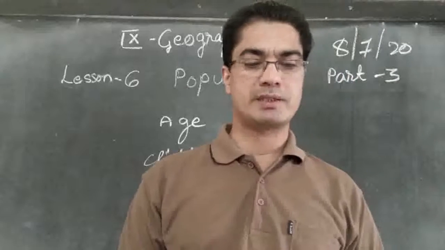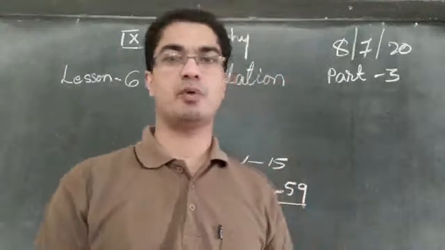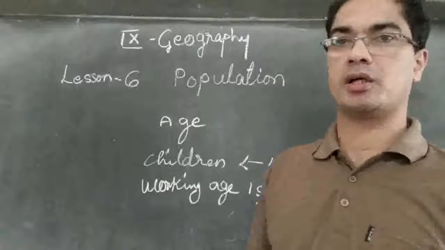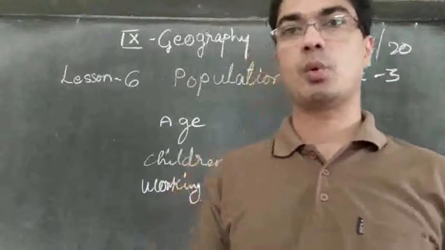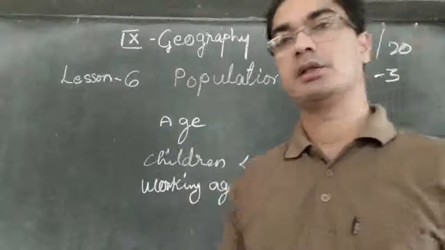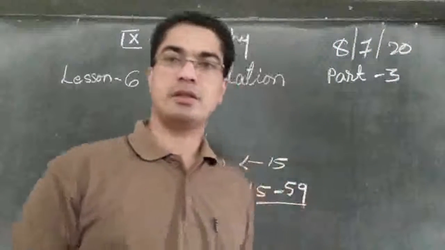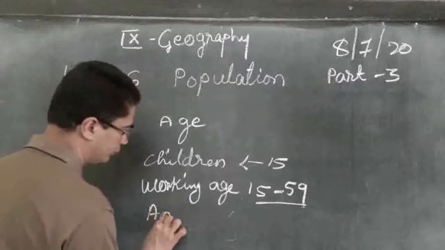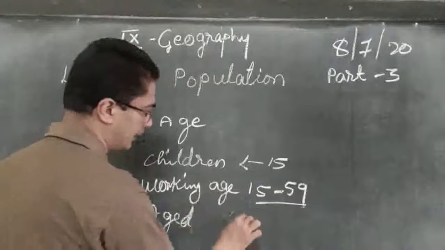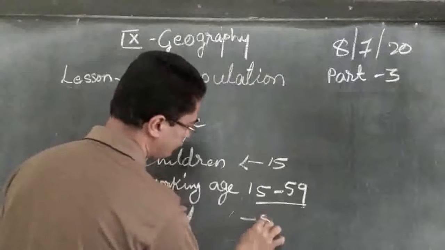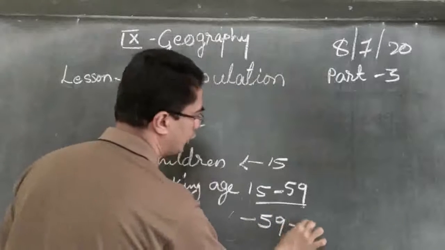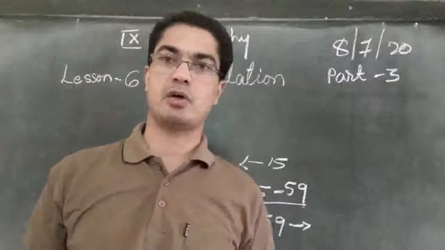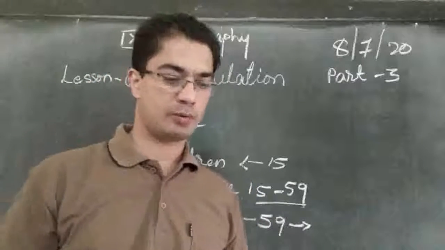Then they comprise the working population. So people belonging to this age, it is they who are able to work. They are expected to work. Then the third group of population in a country is age, and that is 59 and above. So from 59 and above they are called aged people or old people.